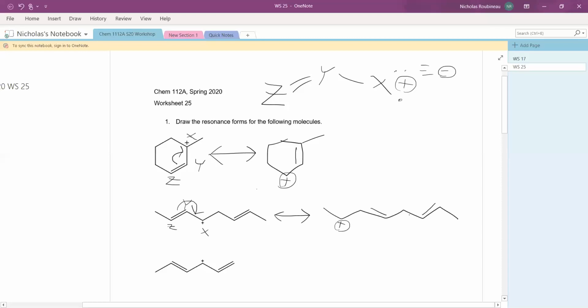Can I form any other resonance forms? No, because if you look at it like this, that's the X atom here, and it's not close enough to the double bond. The positive charge isn't close enough, so we can't draw a resonance form. So this is the only resonance form there.